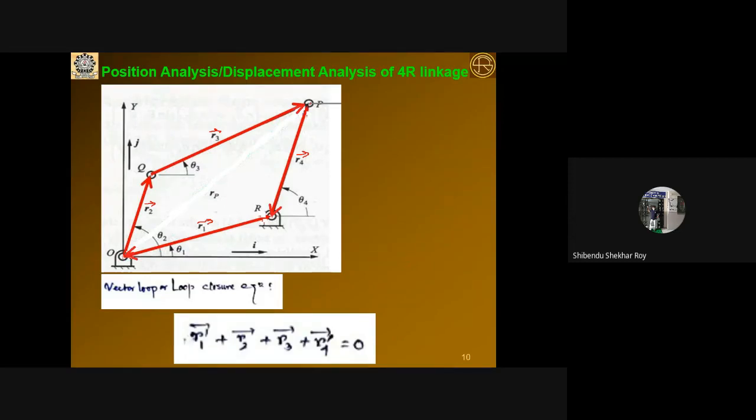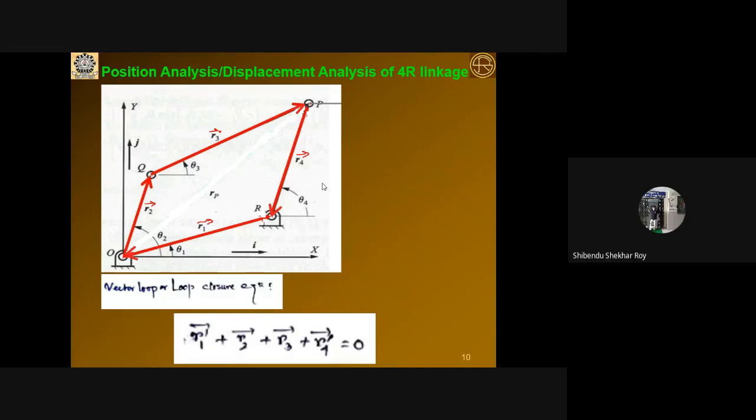Now a vector is represented by its magnitude as well as the direction. Now how will we measure the direction? I already mentioned you have to measure direction at the tail end. Now you just identify for the vector R2, which one is the tail end? Vector R2 tail end, O point. So this one is the tail end, no?